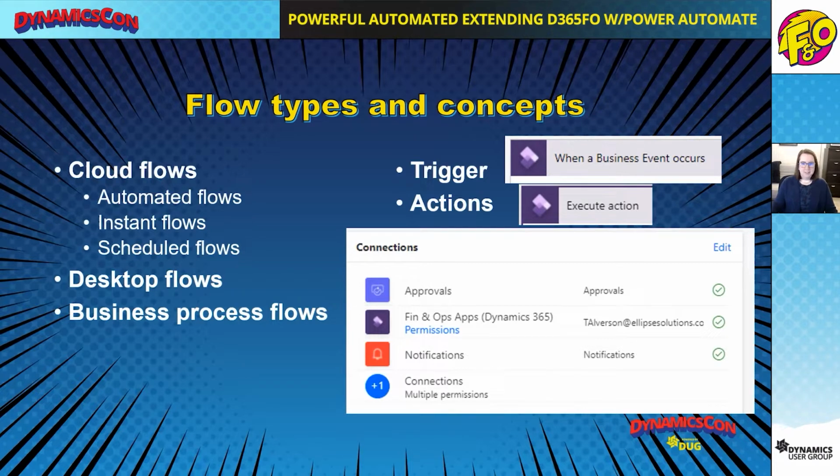Another option is instant flows, and these start with like the click of a button. So examples would be buttons created in, say, the mobile app. A funny example is if you want a button in the mobile app to notify your boss you're sick and automatically block out your calendar for the whole day. So that would be an example of an instant flow.